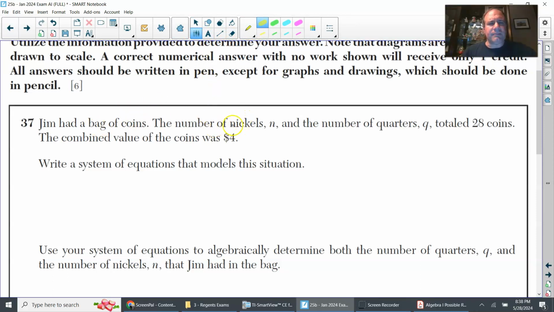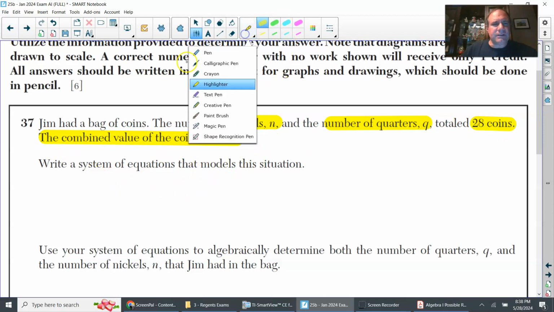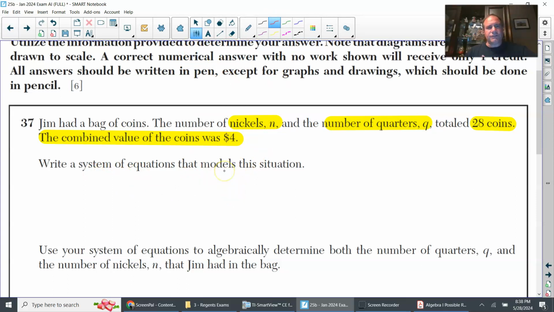Jim had a bag of coins, number of nickels, N, number of quarters, Q, total 28 coins. The combined value of the coins was $4. Write a system of equations that models the situation. First, I'm just going to put down the item equation. It's N plus Q equals 28. Then the combined value. And now the second, the money equation, you're going to put down 0.5.